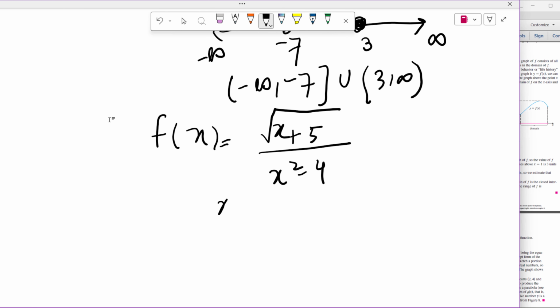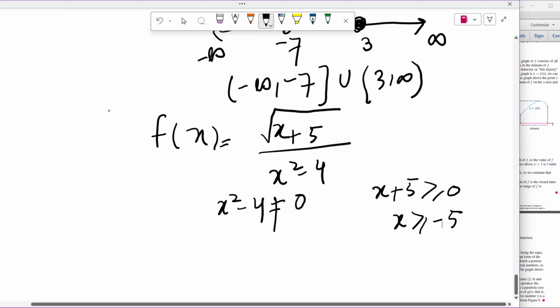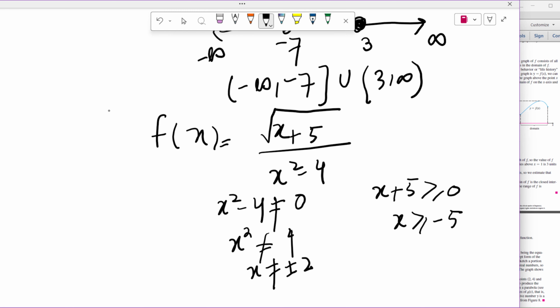So according to the first rule, x squared minus 4 should not equal 0. But for the radical sign, x plus 5 should be greater than or equal to 0. So from here, x should be greater than or equal to minus 5. From here, x squared not equal to 4, so x not equal to plus or minus 2.